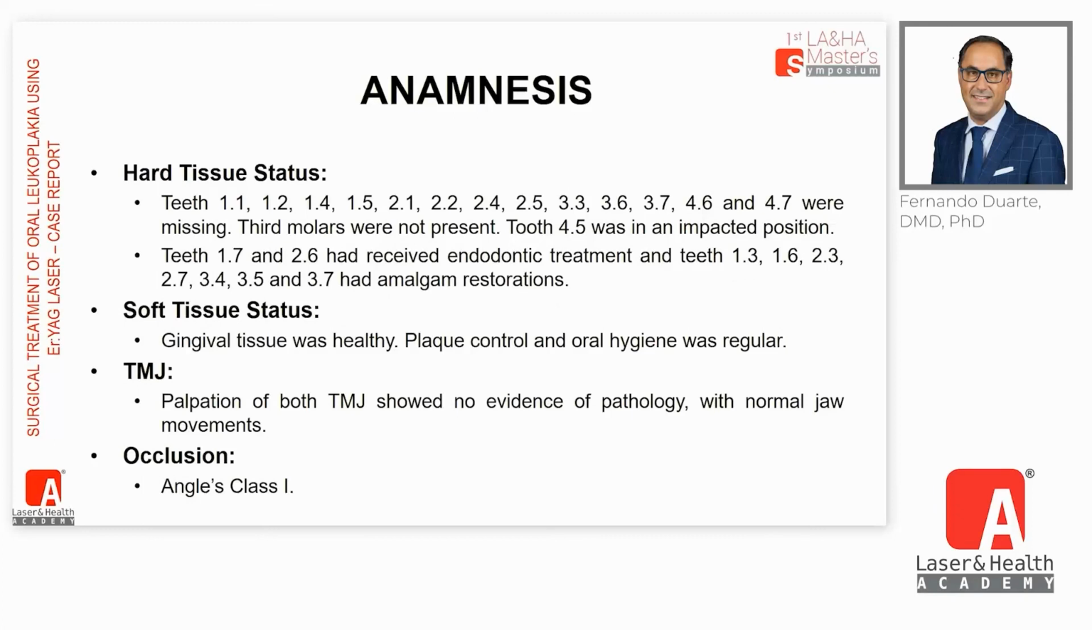The hard tissue status revealed that there were a lot of teeth missing: 1.1, 1.2, 1.4, 1.5, 2.1, 2.2, 2.4, 2.5, 3.3, 3.6, 3.7, 4.6 and 4.7. The third molars were not present and tooth 4.5 was in an impacted position. Teeth 1.7 and 2.6 had received endodontic treatment, and teeth 1.3, 1.6, 2.3, 2.7, 3.4, 3.5 and 3.7 had amalgam restorations. In the soft tissue evaluation there were no complications.